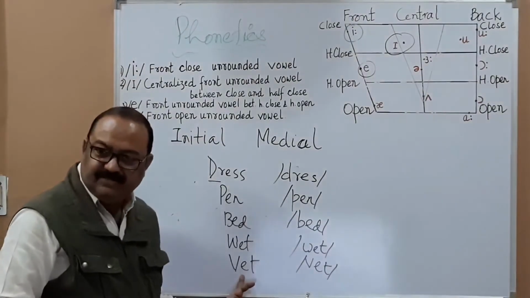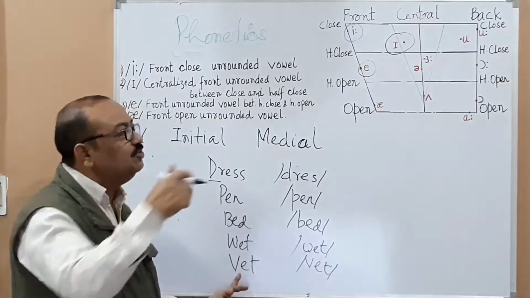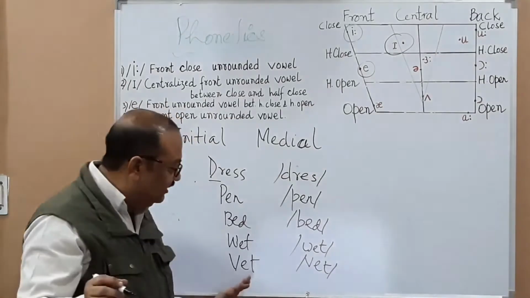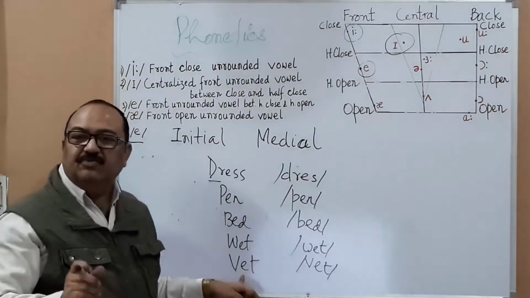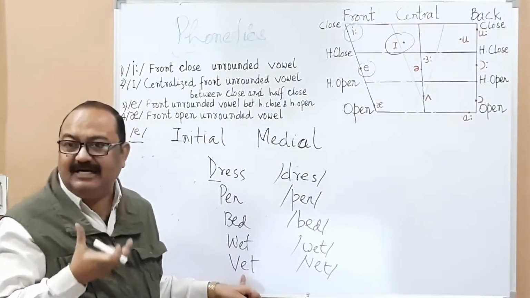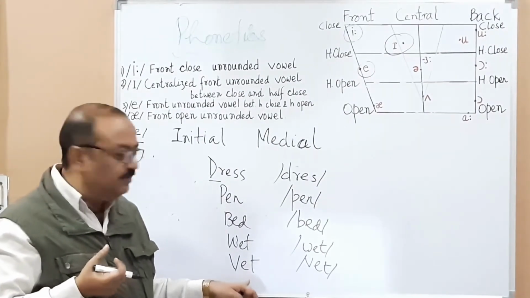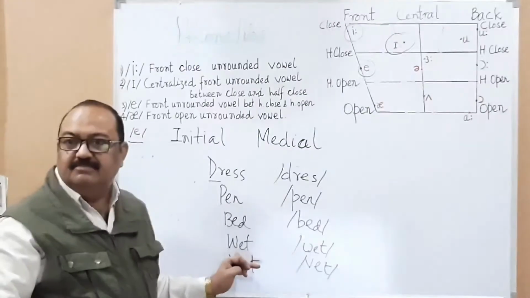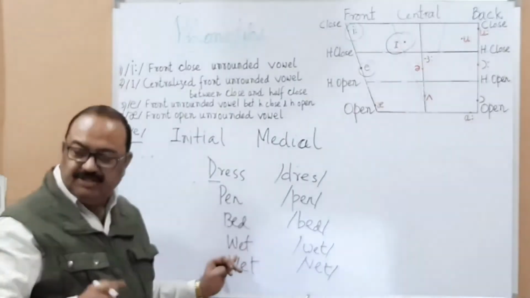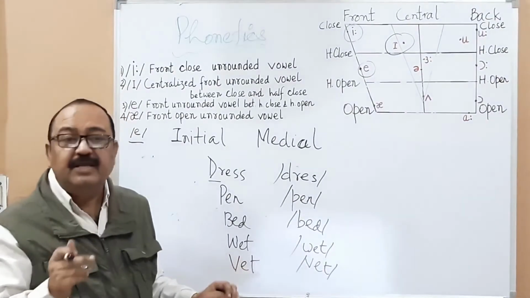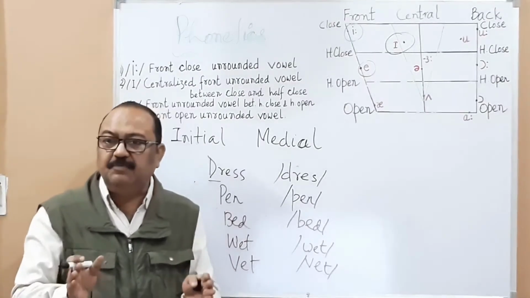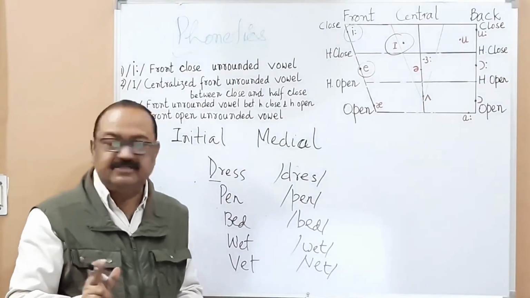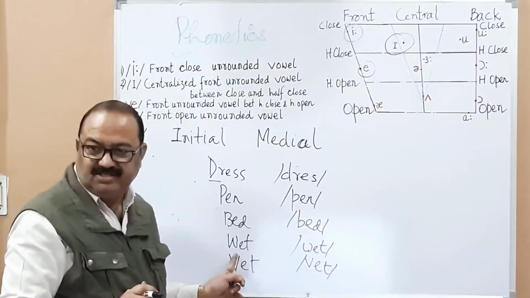Now we have been talking about rounded lips and unrounded lips. I would like to make it clear to my students here. When you say vet, the doctor of animals, you say it with spread lips. But when the word begins with W, you round your lips. Any word which begins with W, if you do not round your lips, that means you're not pronouncing it correctly. Remember this. This is wet, water, west.